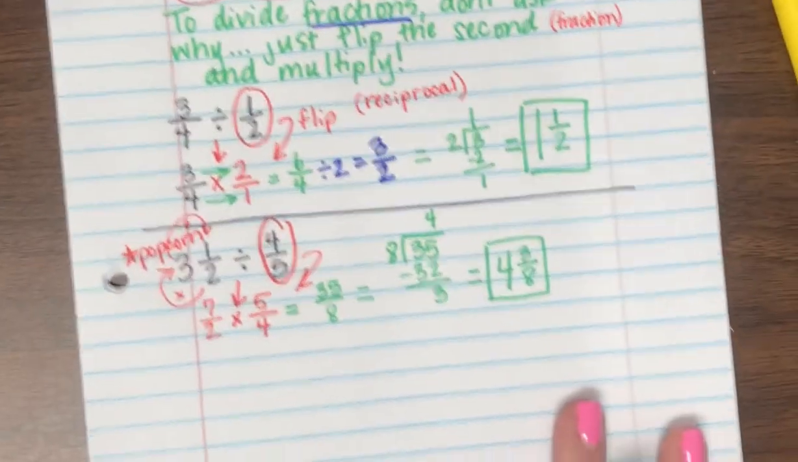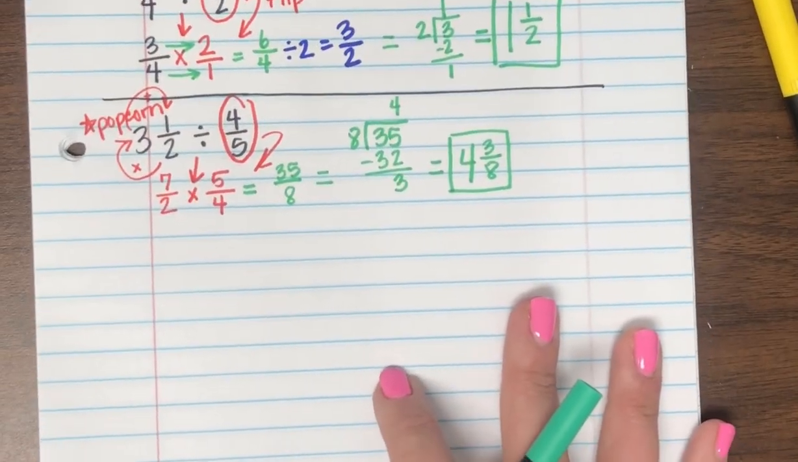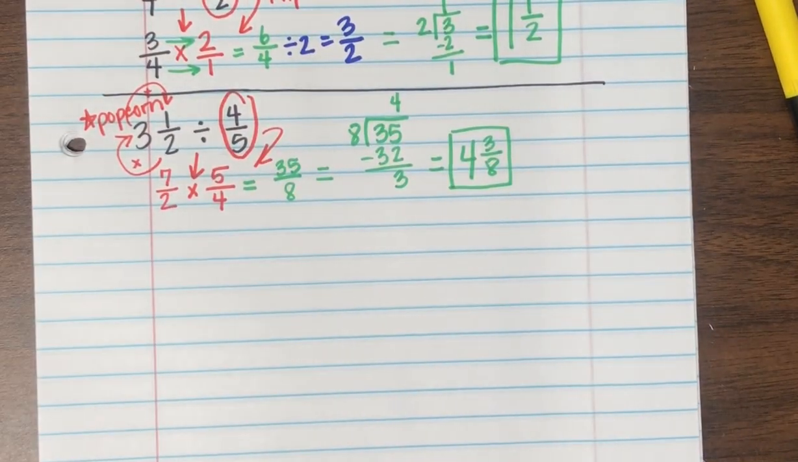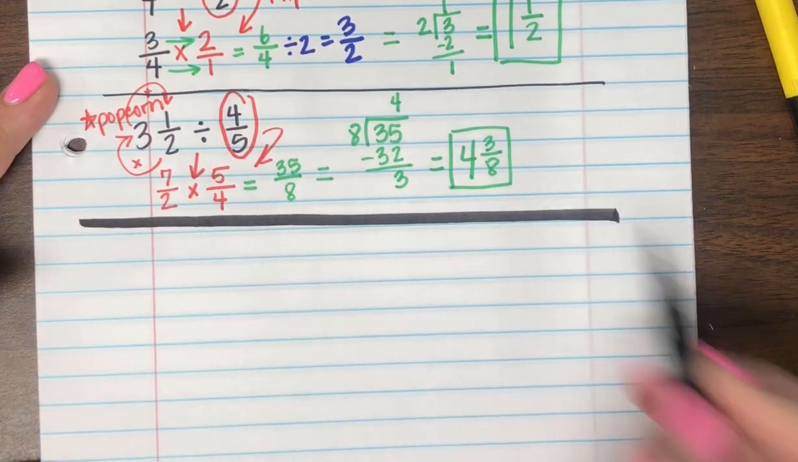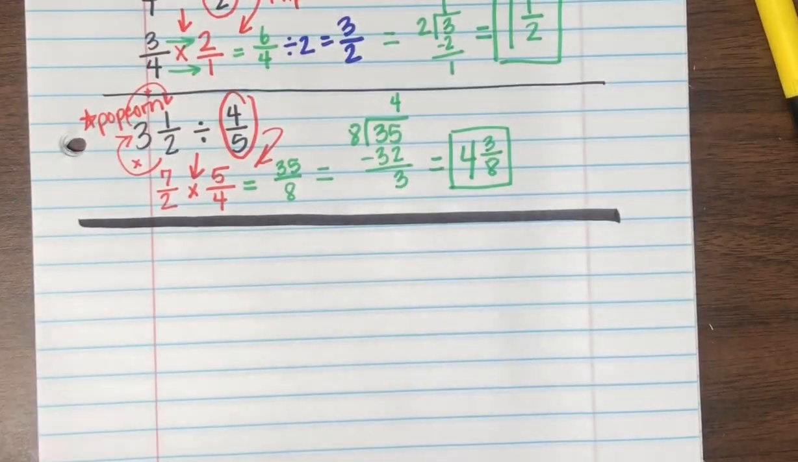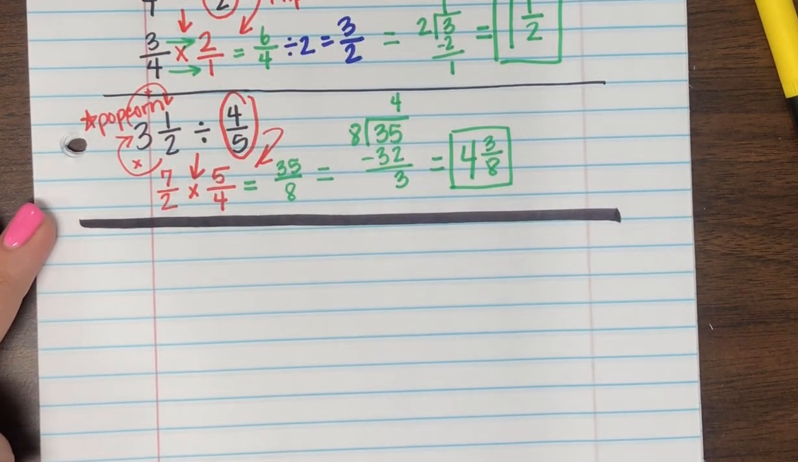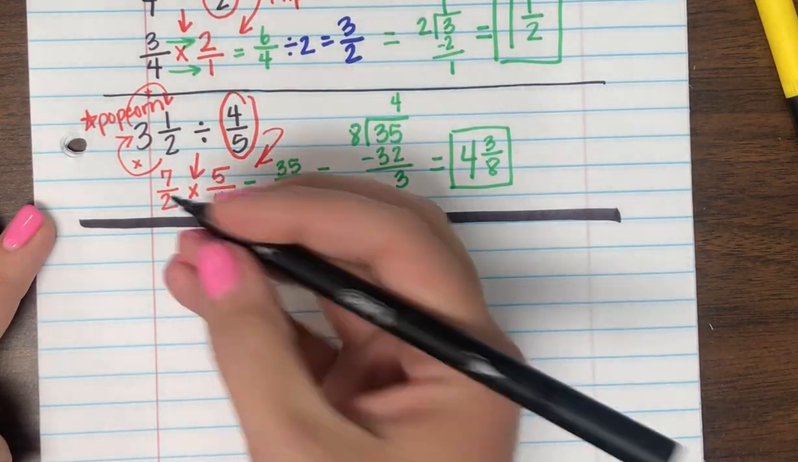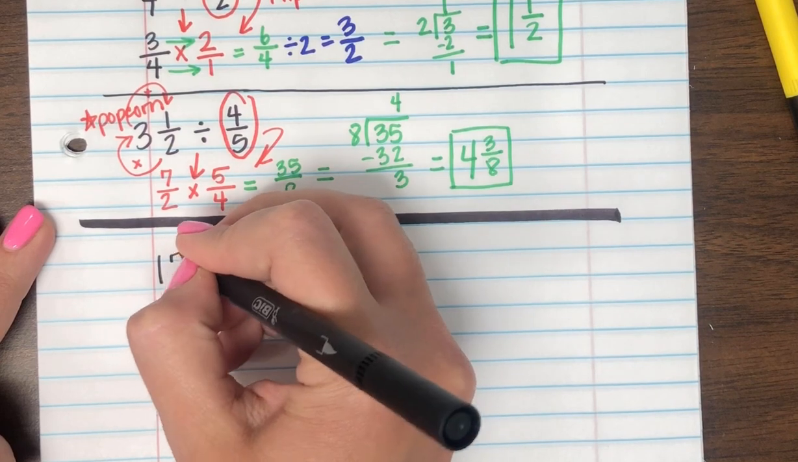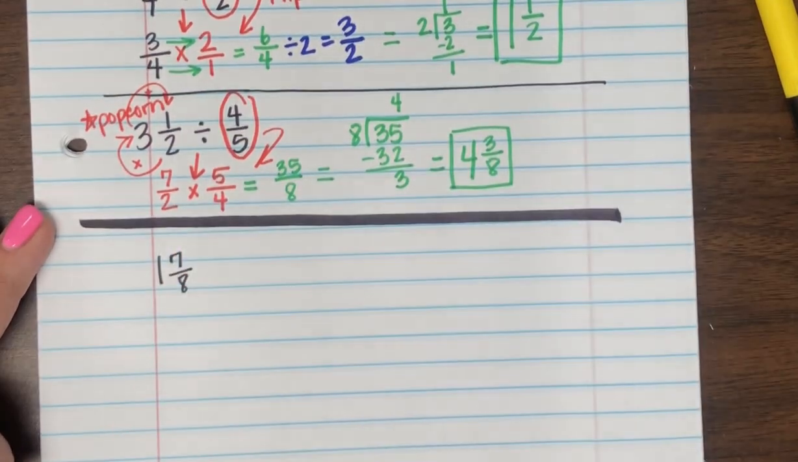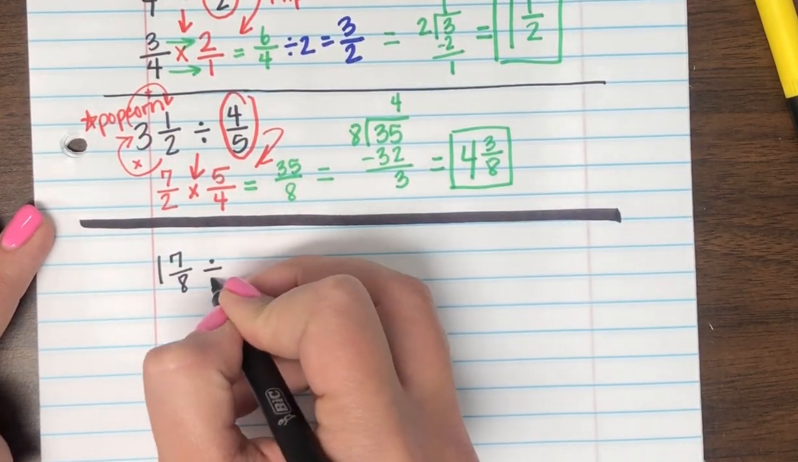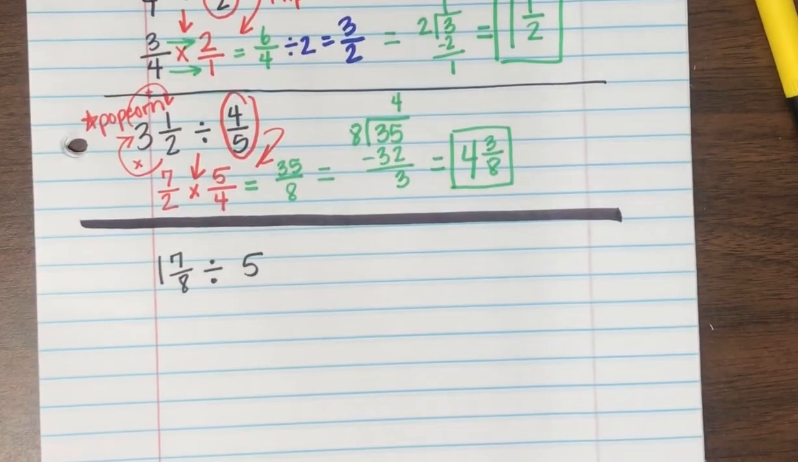Let's see what this looks like here. Awesome. All right. So our next example is going to be a little bit different. We want to make sure that in your notes that you have one example of each type of problem that you might see. So we're going to start with 1 7/8 divided by 5. Okay? 1 7/8 divided by 5.